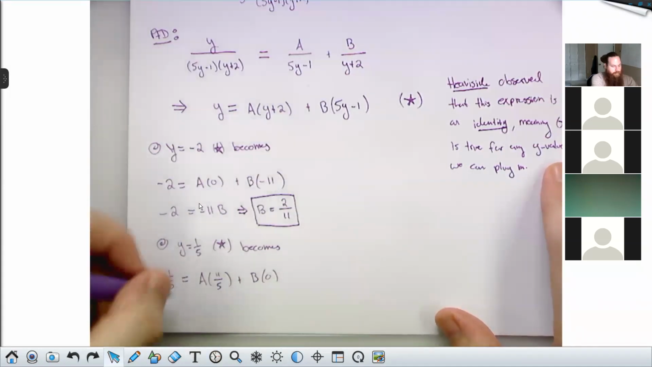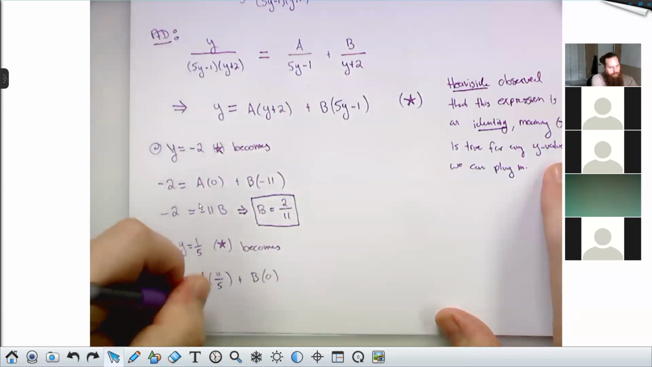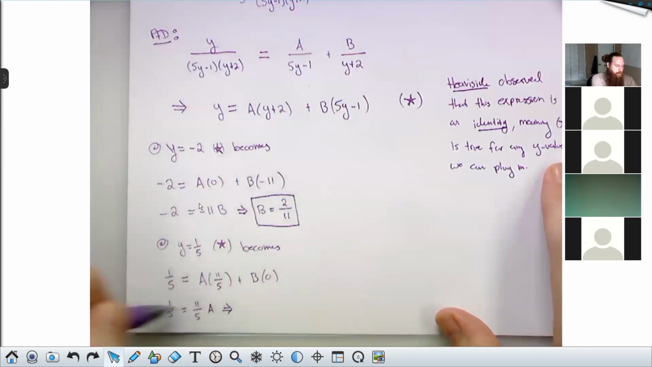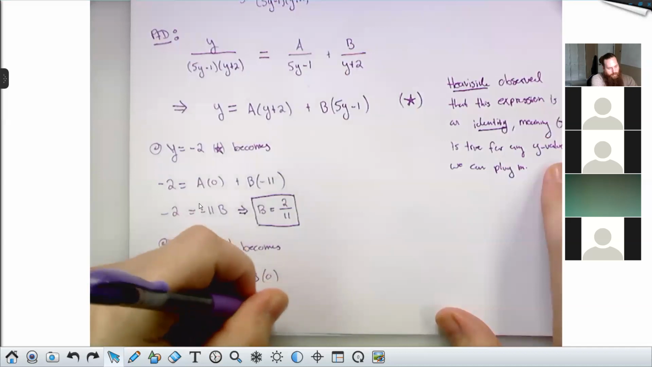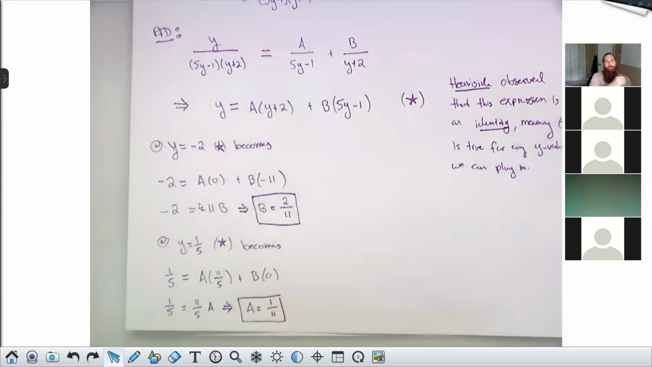In other words, I have 11/5, or 1/5 equals 11/5 times a. And if you multiply both sides by 5/11, you'll get a equals 1/11. No linear systems, no row reducing, no elimination, no equating coefficients. All the stuff that makes PFD difficult is avoided by this Heaviside trick.